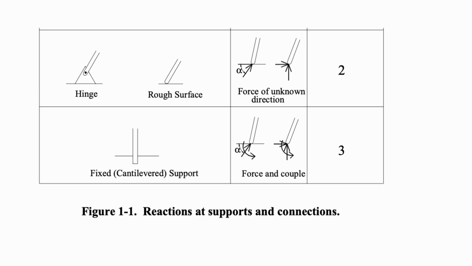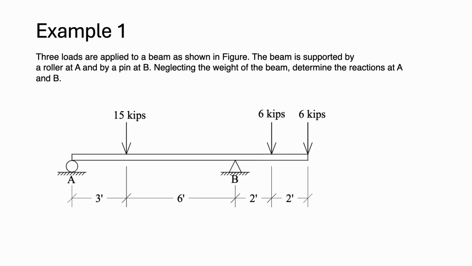If we have a hinge, pin, joint, or rough surface, we will have a force of unknown direction, which means we have two unknowns. Fixed cantilever support, we will have a force and couple, which means three unknowns because the force is of unknown direction. So these were reaction supports and connections. So here is one example.